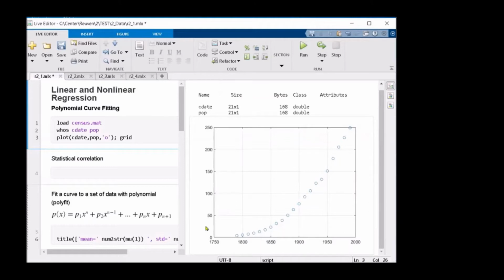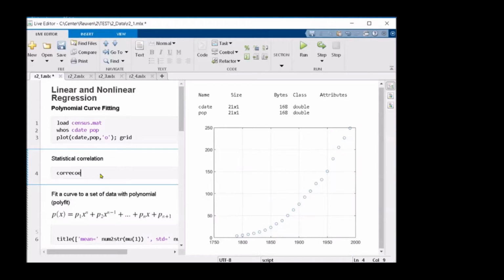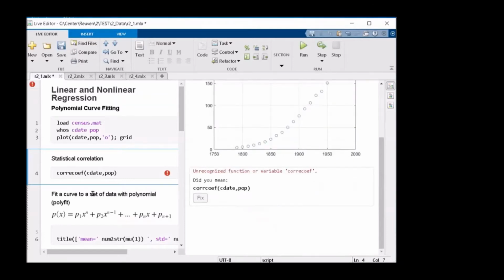Now let's try to build some analysis of the relation between the time and the population. First, we will estimate the correlation coefficient. The correlation coefficient estimates the statistical relationship between the variables in two vectors. In Matlab the function is corrcoef, and we will use our input and output, date and population. We did not close the command with a semicolon, to see the result.